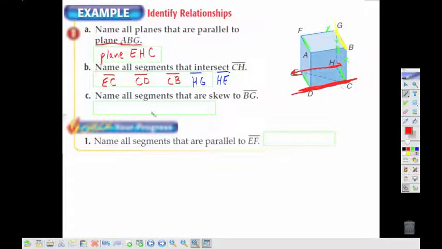We also have CE here. So first we've got CD as a segment, EH, and also going this way we have CE.